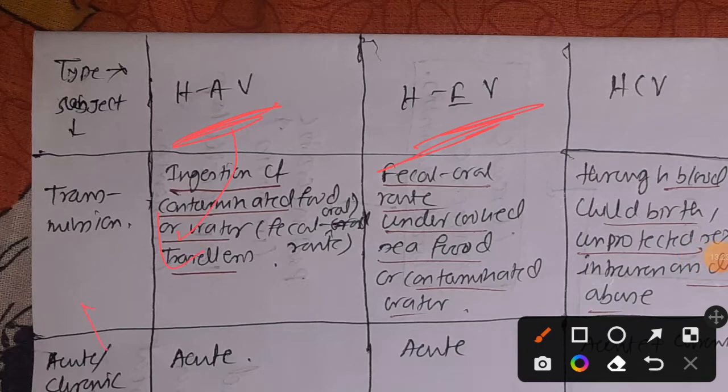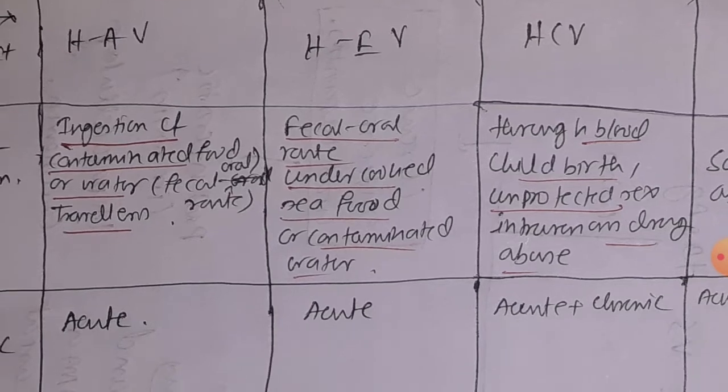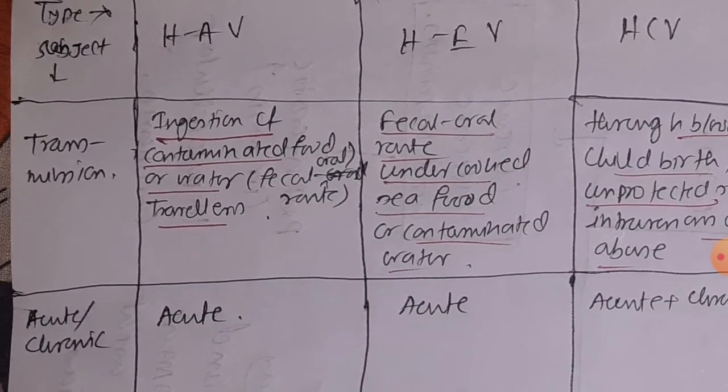We can make a vaccination for HBV, but we cannot make a vaccination for HEV. And remember one thing, HEV is unfortunately dangerous for pregnant women. It causes a type of syndrome in pregnant women that is known as fulminant hepatitis. So that is the difference between HBV and HEV.